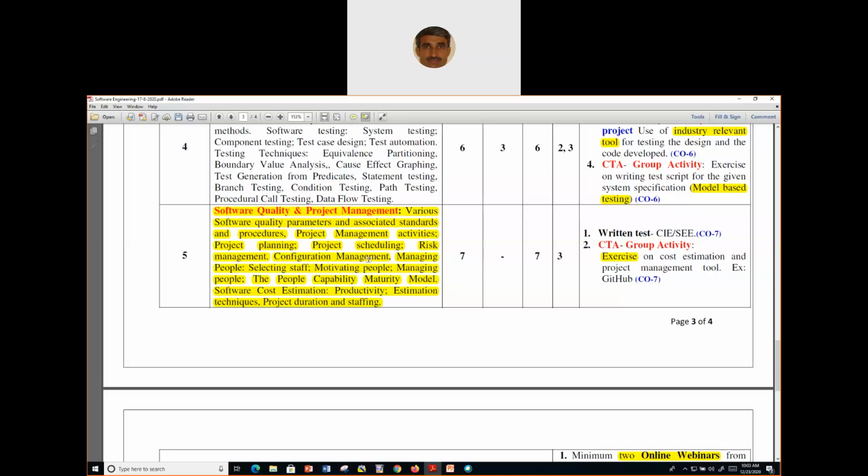Cost estimation with reference to your project, can you compute? Project planning, scheduling, can you do it for your project? Along with the general procedure with reference to your project. Both are mandatory to get into the third IA. And the third IA is very easy to get into. Similarly, unit number 4 also.